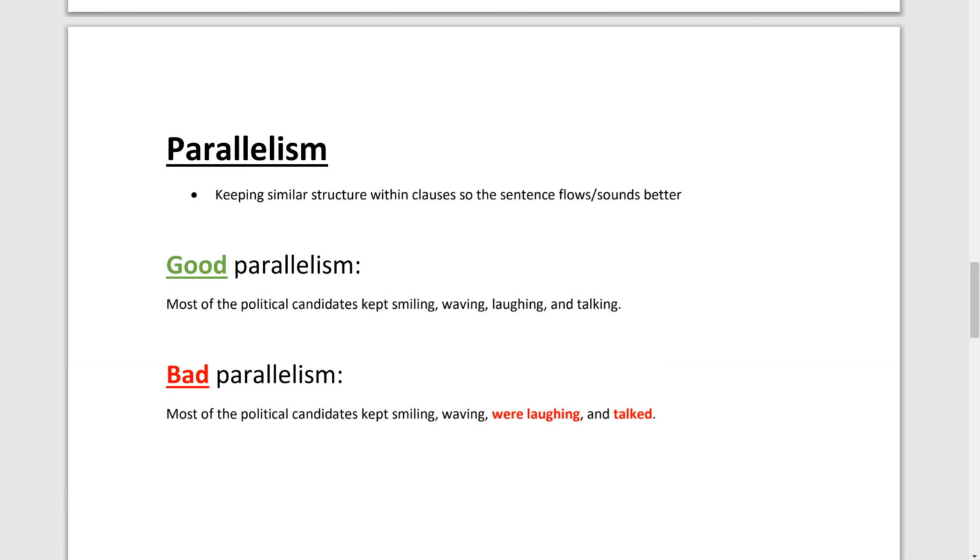Parallelism is very simple. You're keeping a similar structure with clauses so that a sentence flows or sounds better. In essence, basically when you're giving a list, this is a typical parallelism example. Notice how we're using ing verbs again and again.